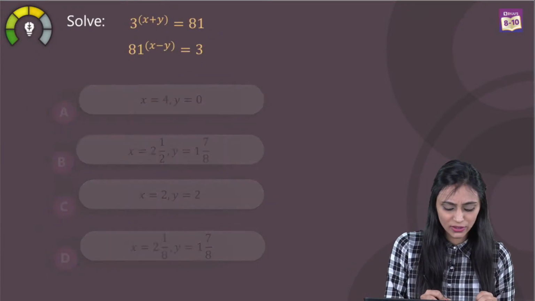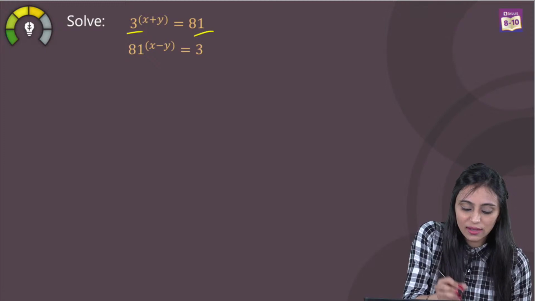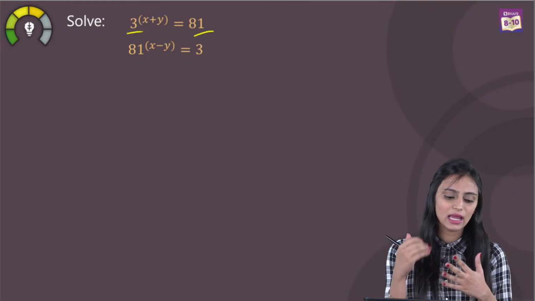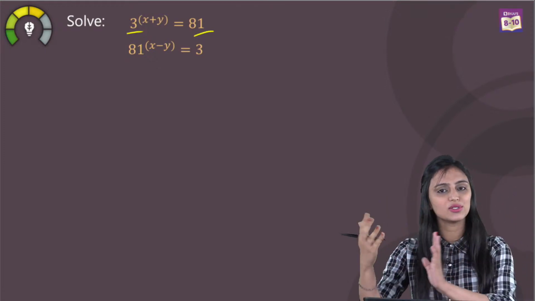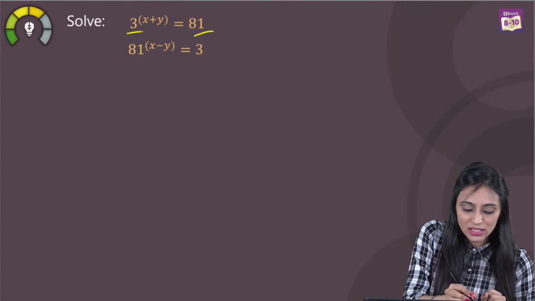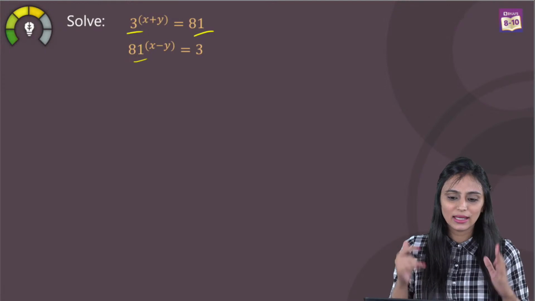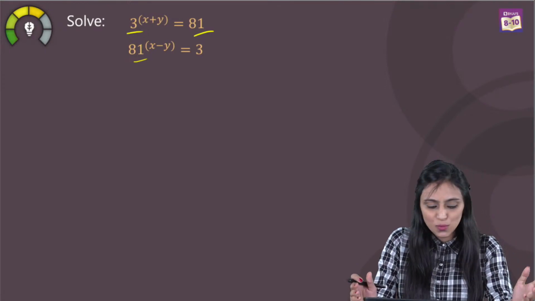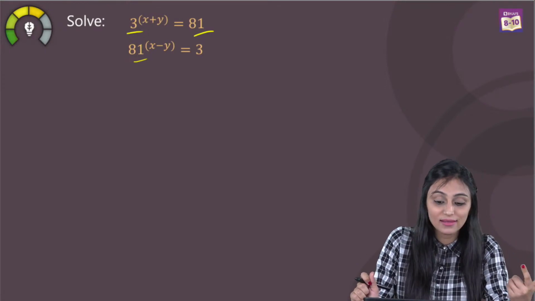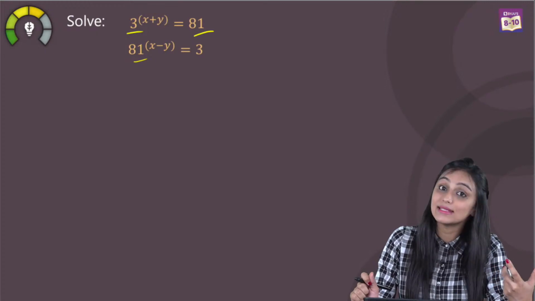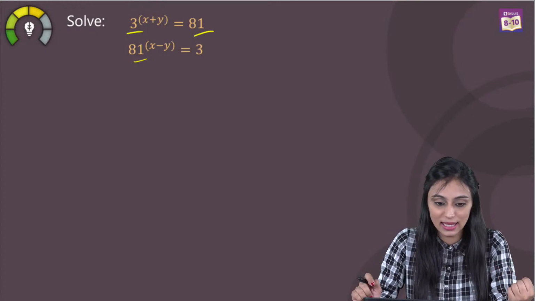Can I do one thing here? Can I take this 3 to the other side and I can write this as 81 by 3, x plus y equals 81 by 3. And here as well, can I write x minus y equals 3 by 81? Can we do it this way? Just post your answers in the chat window. Can I take this 3 to the other side and the second equation 81 to the other side?